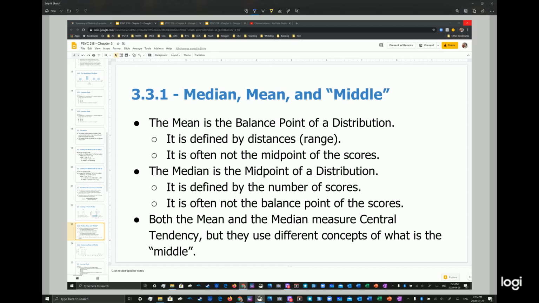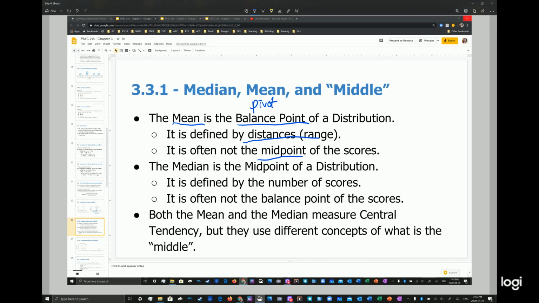However, the mean and the median are middle scores, but each has its own definition. The mean is the balance point, or the pivot that we talked about. It is quite sensitive to changes in the distribution, and it is defined by the distances between the scores, and it is often not the midpoint of the scores. It doesn't divide the scores in half, but it does balance the distribution as a pivot.